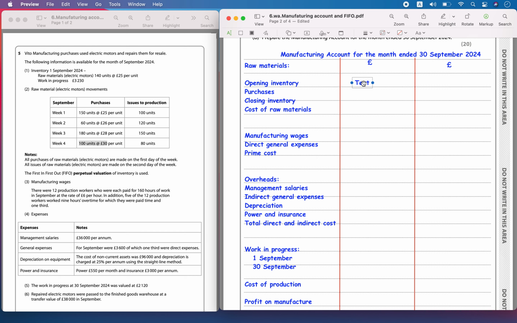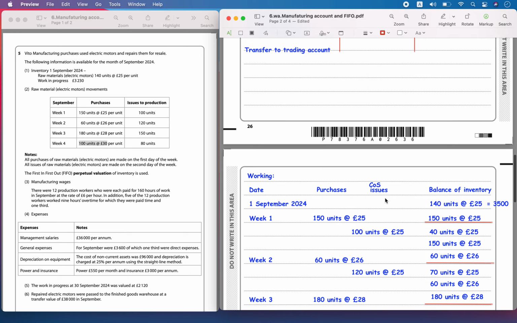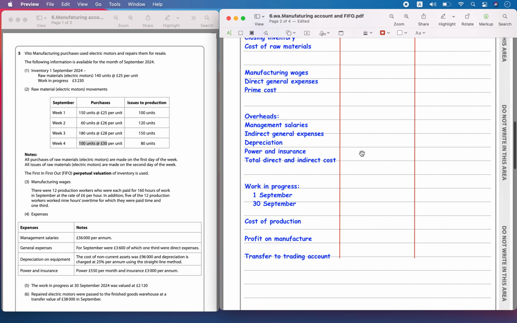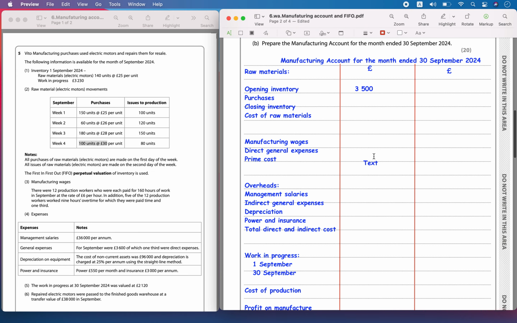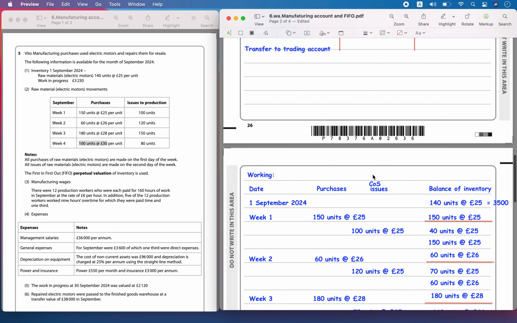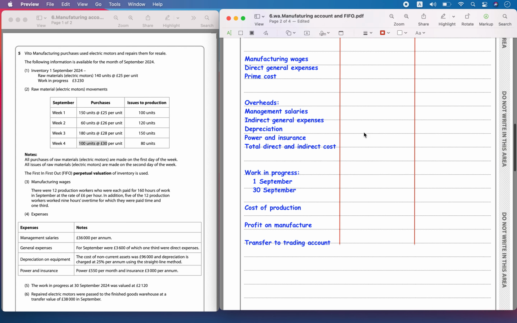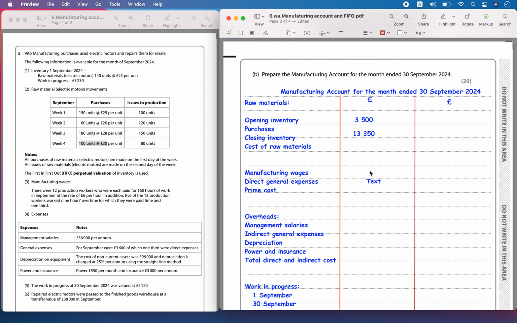So opening inventory is 3,500. Then we had the purchases. Purchases are going to be 13,350. Then we have the closing inventory. The closing inventory value was 5,240.